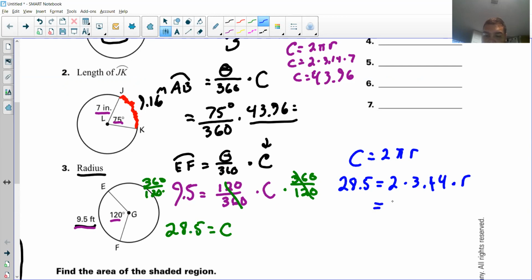Going to have to divide this out. So multiply 2 times 3.14, 6.28, and take that and divide it on both sides. And that 6.28 should feel familiar. That's going to pop up when you do these kind of reverse problems. 6.28 on both sides. This one I can't do in my head.